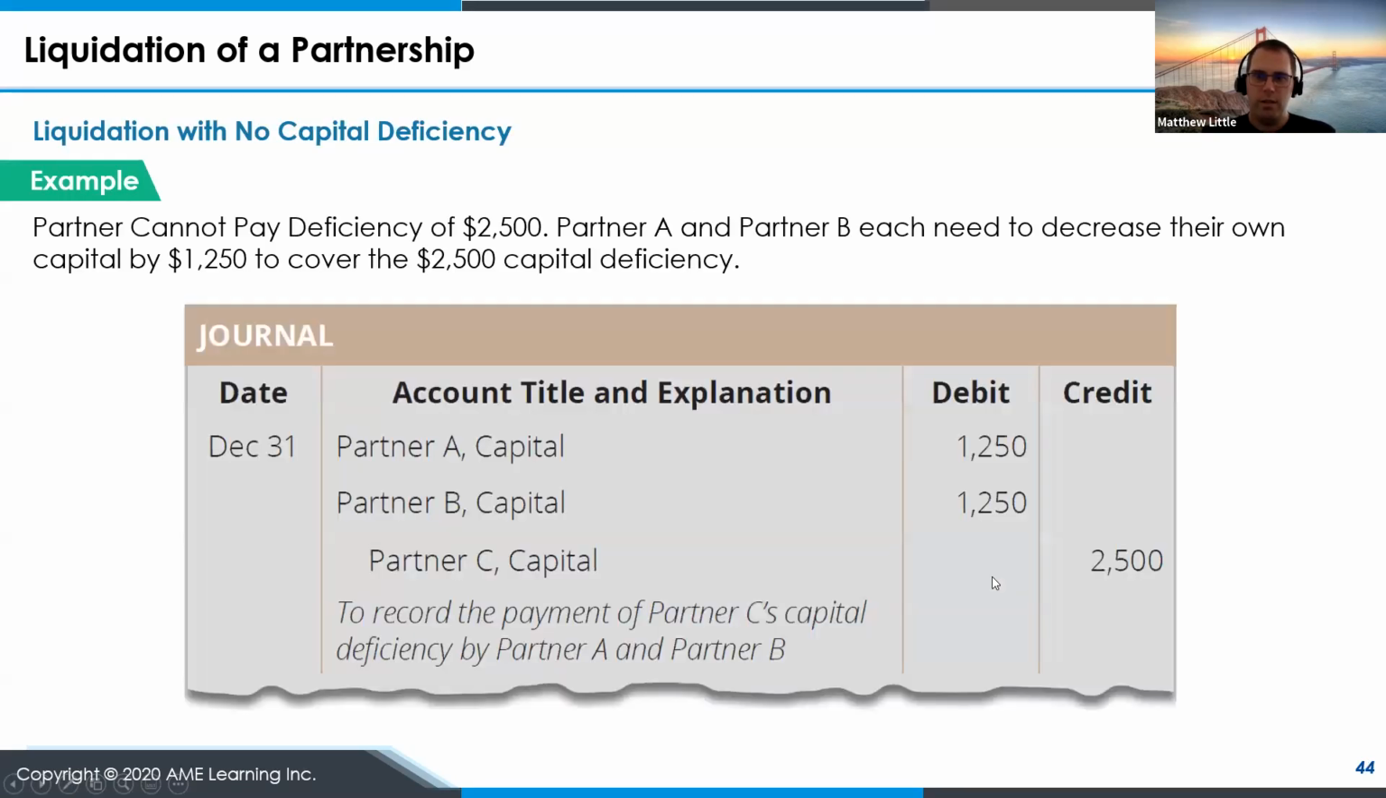Let's assume they didn't have enough, but we need to zero the account. We need to, first of all, credit partner C's capital account to get it back to 0, and we need to split it to the remaining partners. So we need to debit each of partner A and B's capital account by $1,250. And that's in order to cover the capital deficiency in the partnership. So partner C will still get no cash, but partner A and B basically paid for that loss for that third partner.